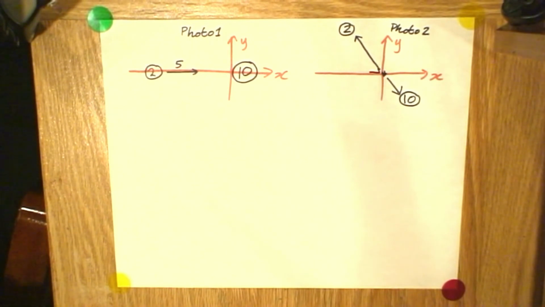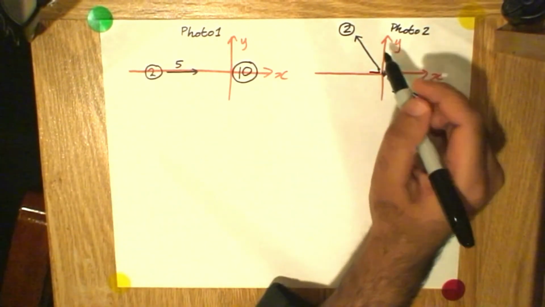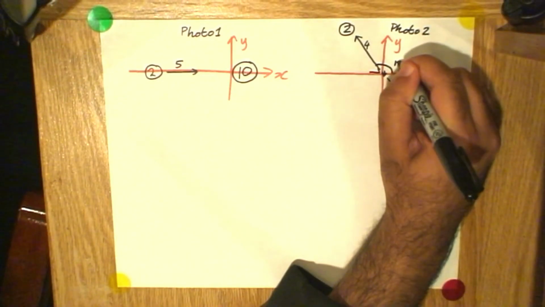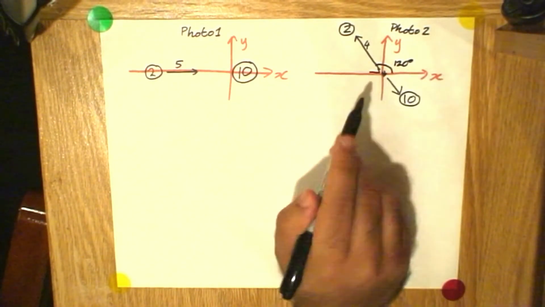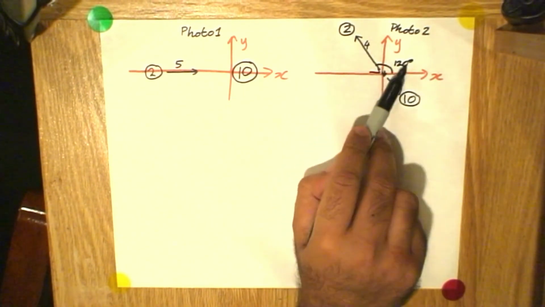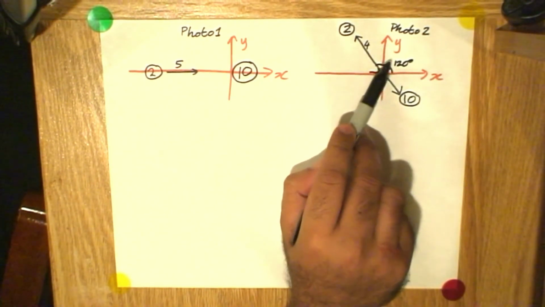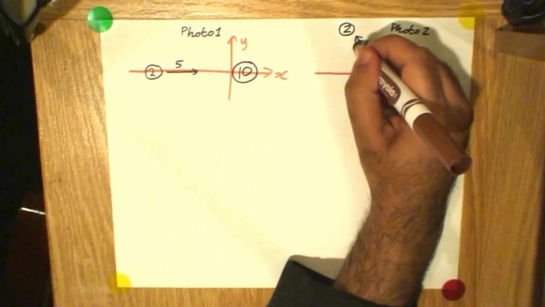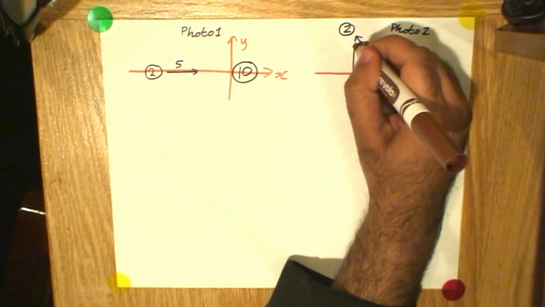Now, we were told that the velocity of the 2 kilogram object was 4 meters per second at an angle of 120 degrees. That's this angle over here. 4 meters per second at 120 degrees. That is a vector which has been given to us in polar form. So we have to convert this into its rectangular equivalent.